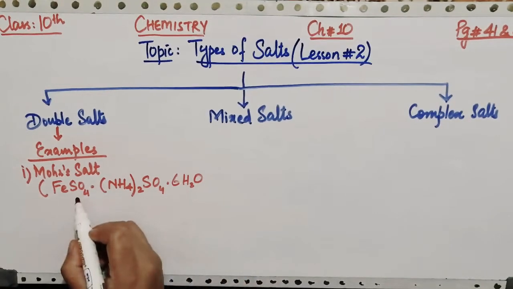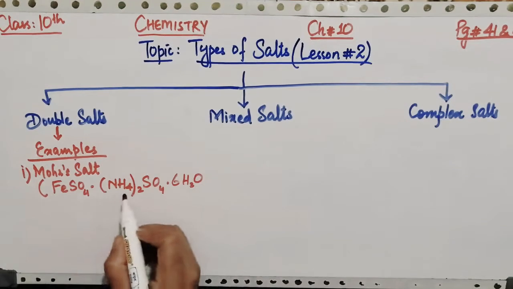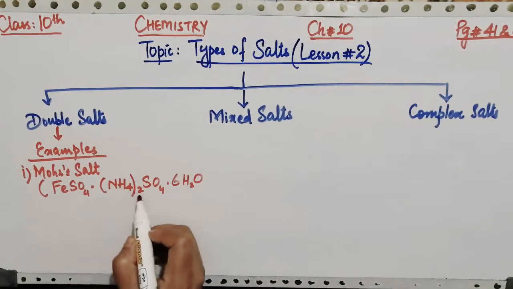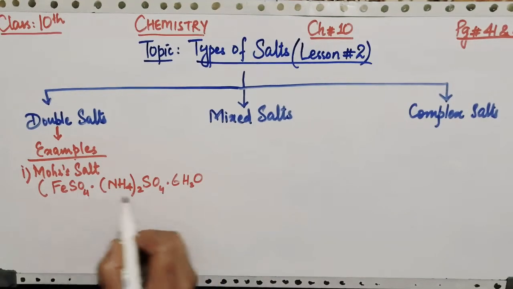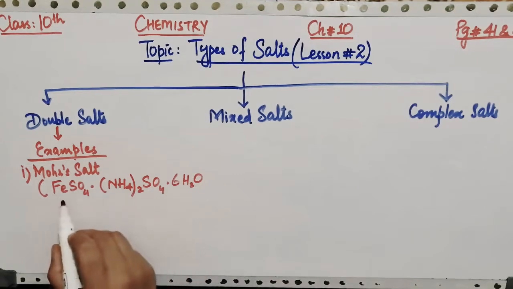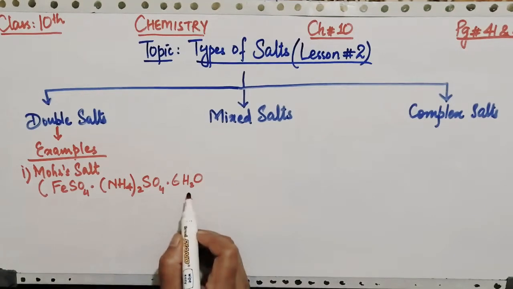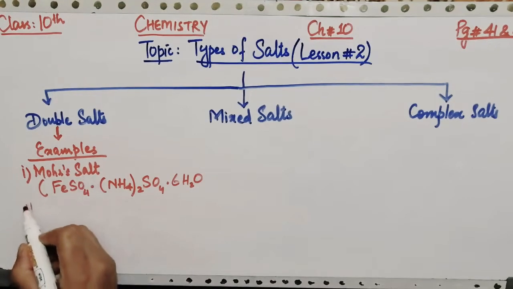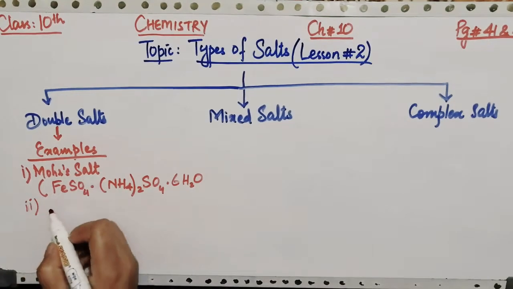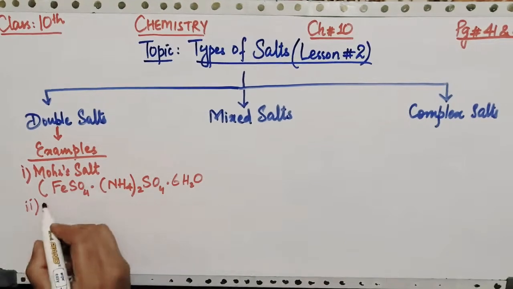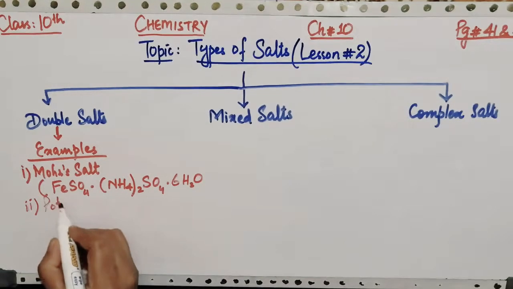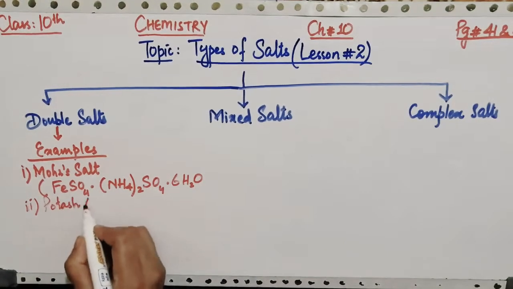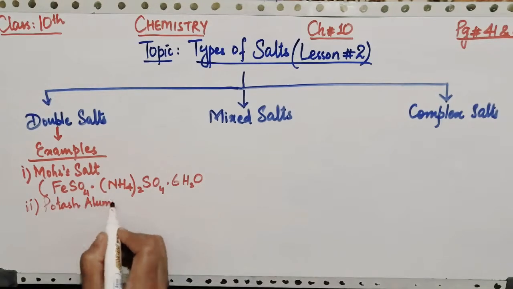So these are 2 salts, FeSO4 along with (NH4)2SO4. So these are two normal salts which collectively form this double salt, which is commonly called Mohr's salt. Second example of double salt is, you can write potash alum, and commonly it is called Phitkari.